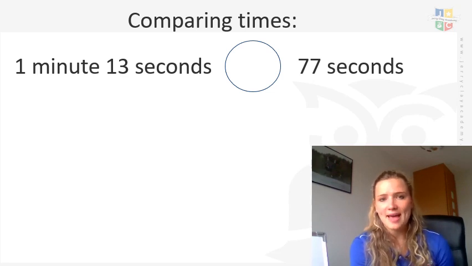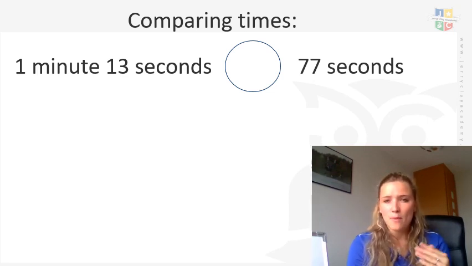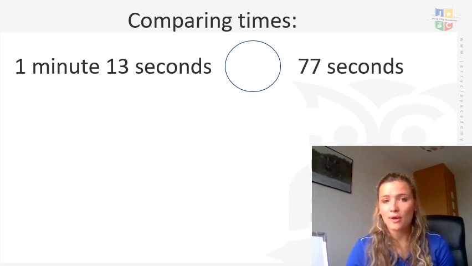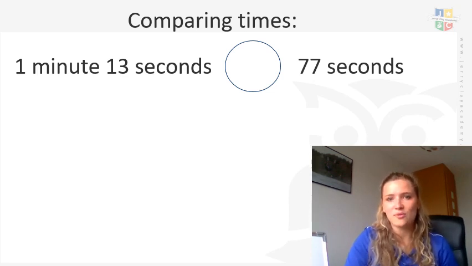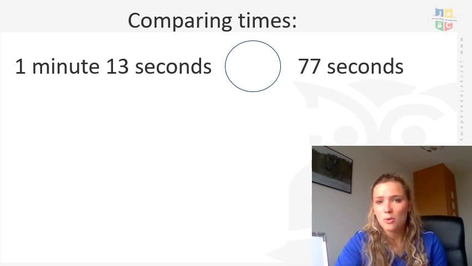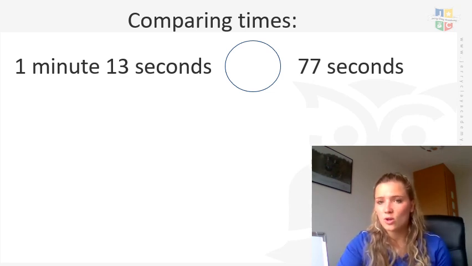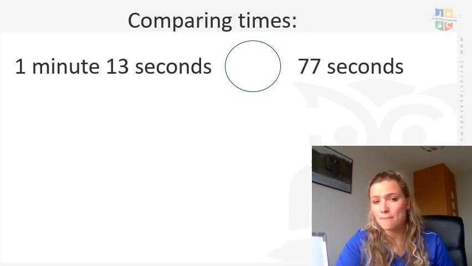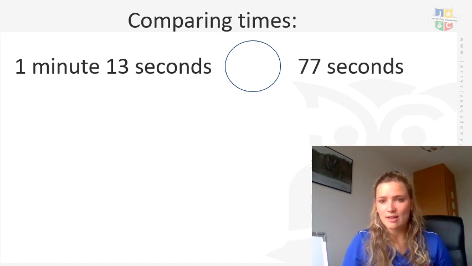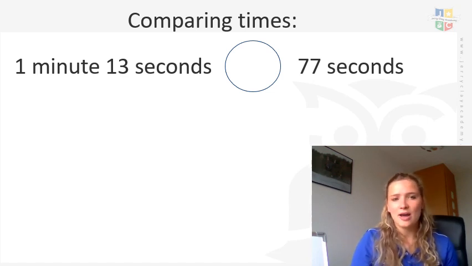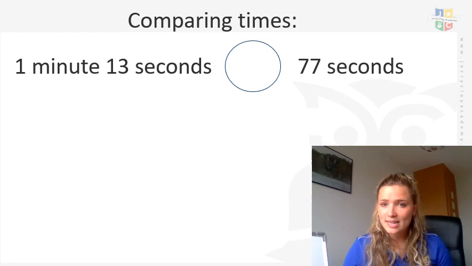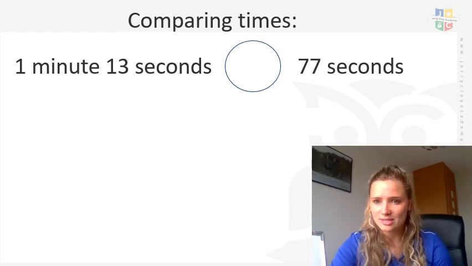Now you might be asked to compare times. However, at the minute we've got minutes and seconds, so what do you think we're going to have to do? We're going to have to convert them. So the first thing we need to do is put them all into minutes and seconds or all into seconds. I would probably say it's easier to put them into seconds, because then we've got more of a rounded number. So how many seconds are in 1 minute? There are 60 seconds in a minute, so I can do 60 add 13 is 73. I'm going to show you on the next page how to do that.